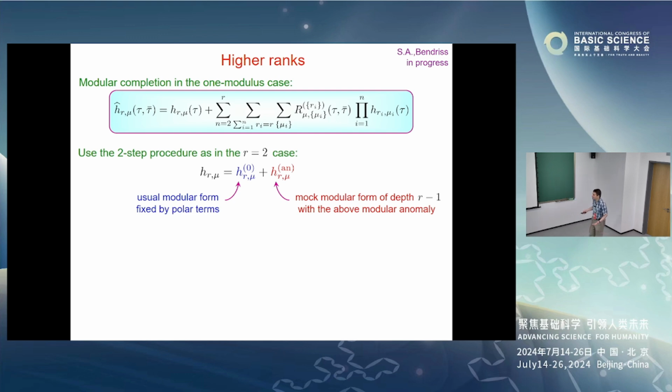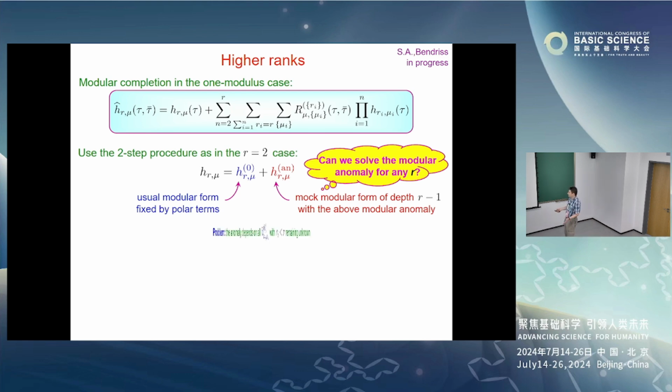But as I explained, computing the polar terms is a really complicated problem. So the idea is, let's postpone it. Let's not do this at this point, but let's just try to at least solve the mock modular anomaly, find this mock modular form. But let's try to do it for arbitrary charge.